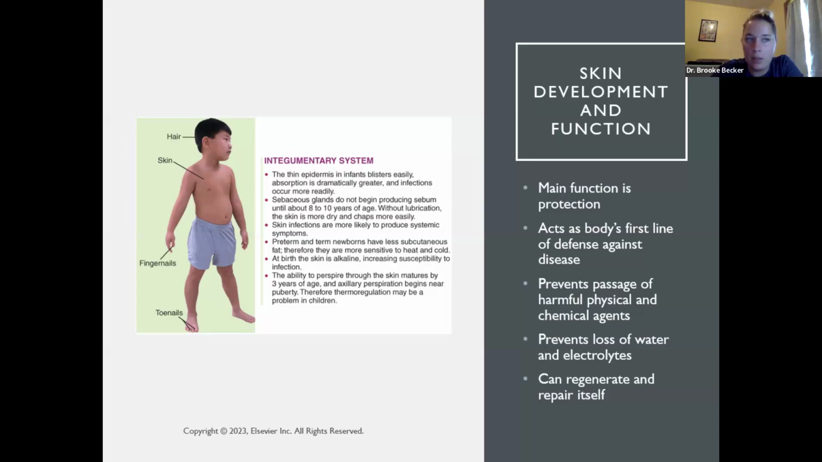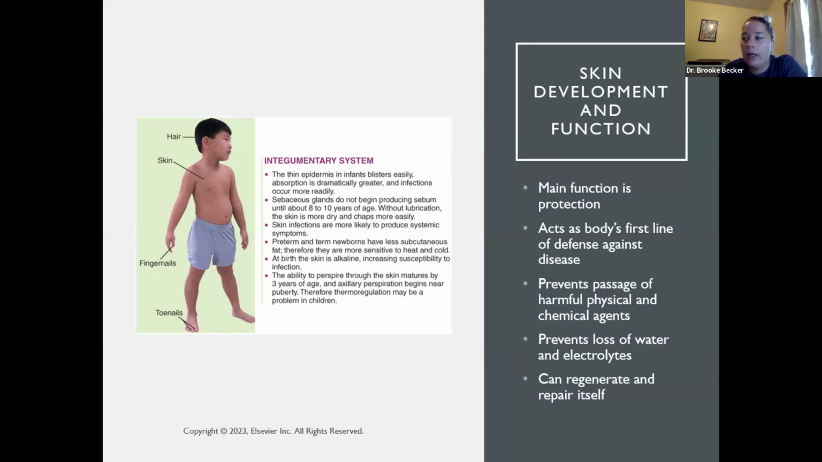It prevents electrolyte loss and water loss. It can regenerate and repair itself. I mean, think about it, you get a cut, it ends up being a scab, and then your normal skin returns. Okay. It also prevents the passage of harmful chemical agents into the body, the muscles and organs.